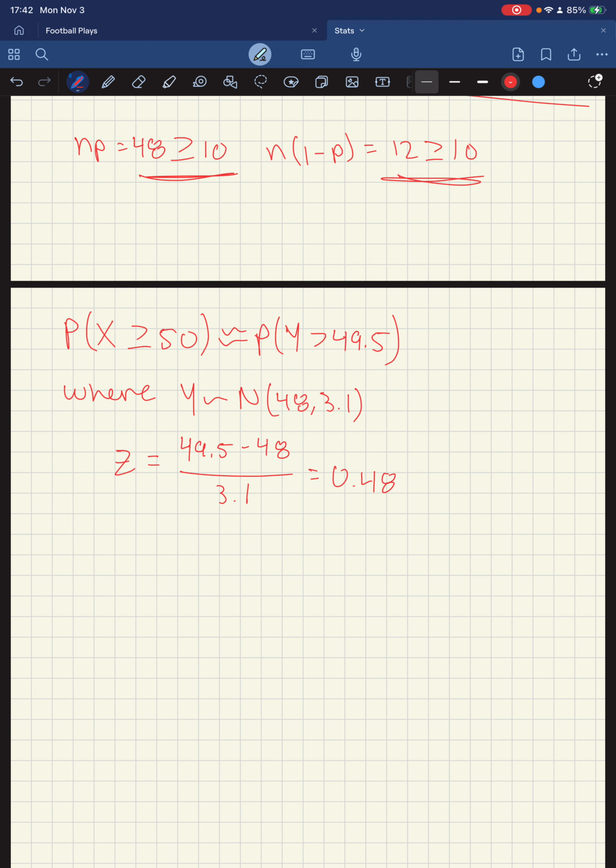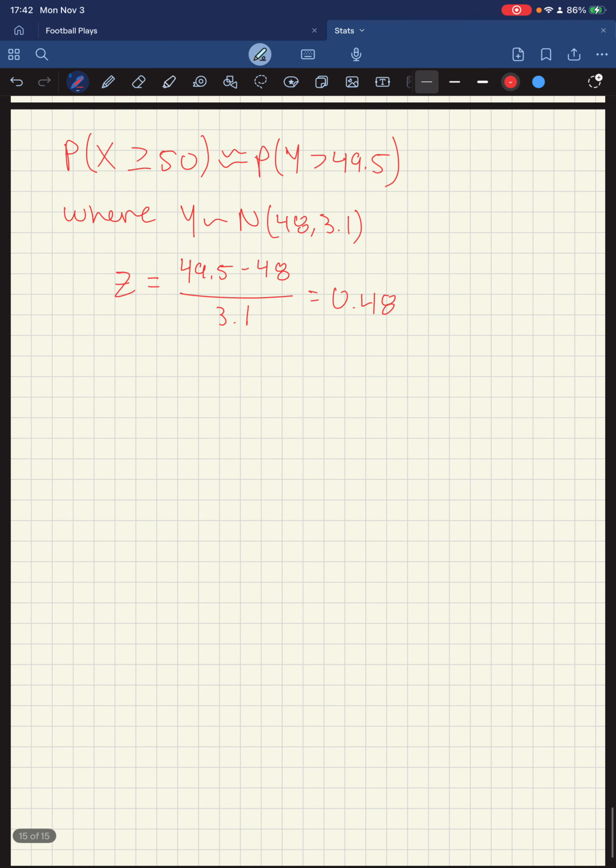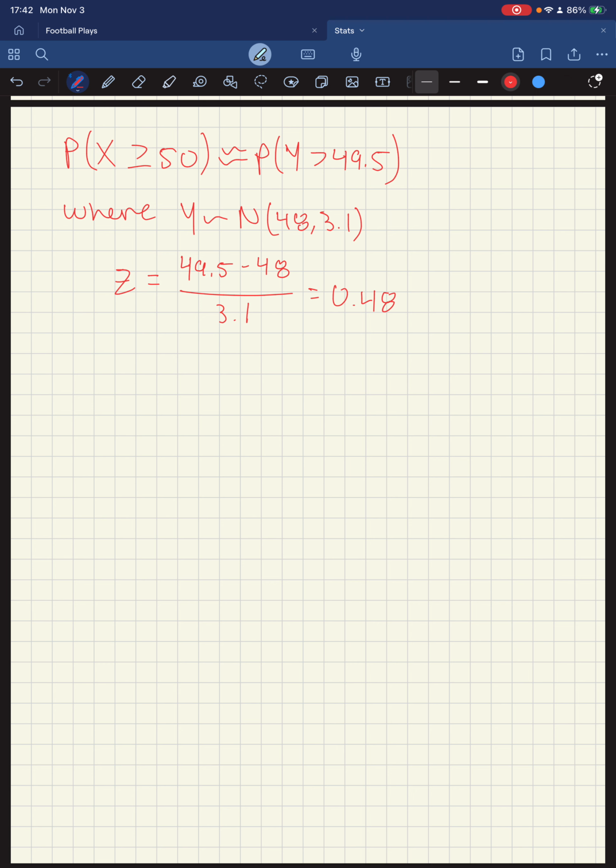Need to think for a second. Right. Okay. So now that we have that, we need to find the probability she makes at least 50 shots. So, not actually sure how to do that. So I'm going to just stop at this part and move on.